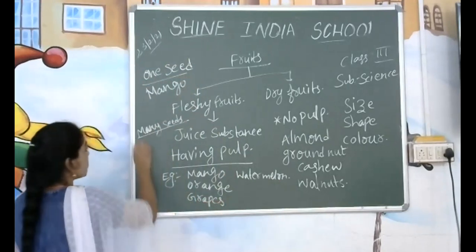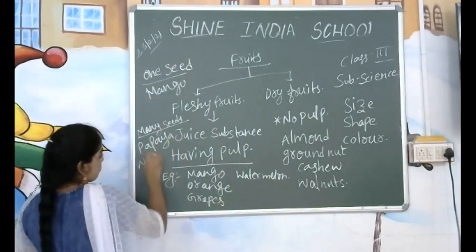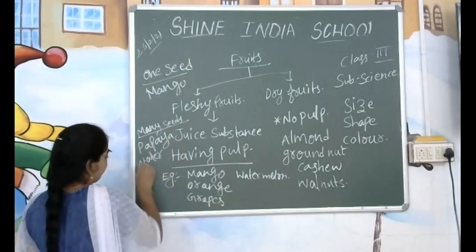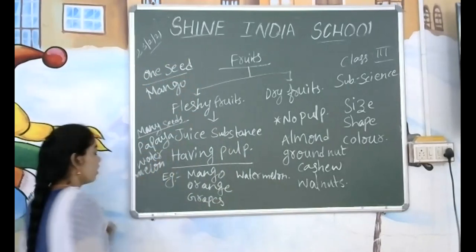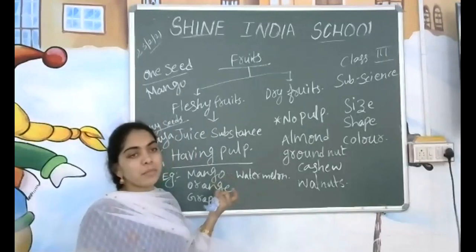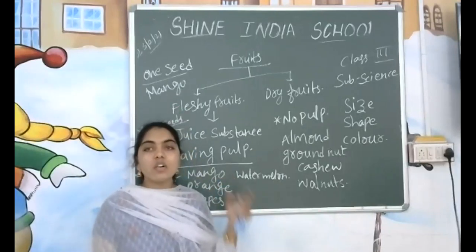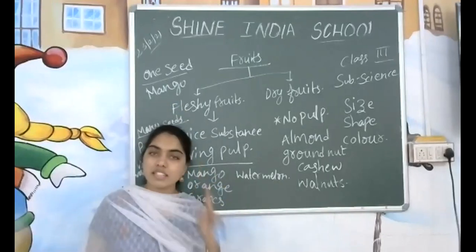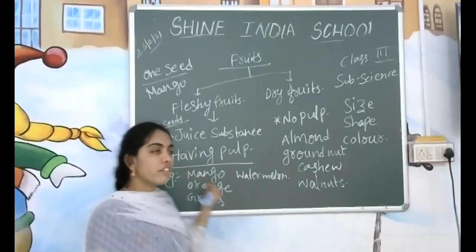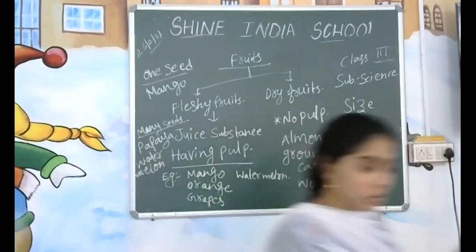If you take papaya, watermelon, these fruits have many, many, many seeds, a greater number of seeds. So one seed, for example mango. Some fruits have only one seed, and some fruits have many seeds. Now I am going to screen share today's topic.